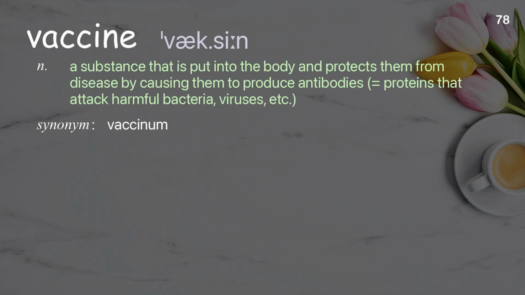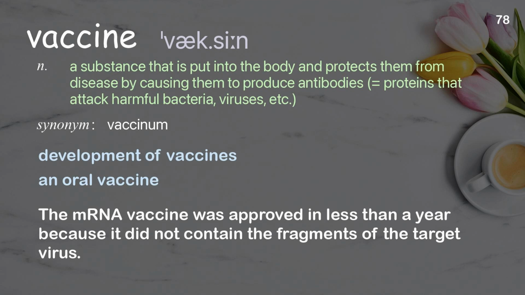Vaccine. A substance that is put into the body and protects them from disease by causing them to produce antibodies, proteins that attack harmful bacteria, viruses, etc. Examples: Development of vaccines. An oral vaccine. The mRNA vaccine was approved in less than a year because it did not contain the fragments of the target virus.